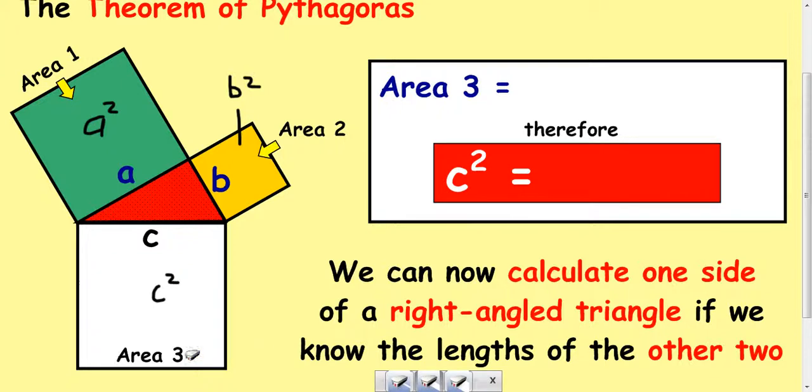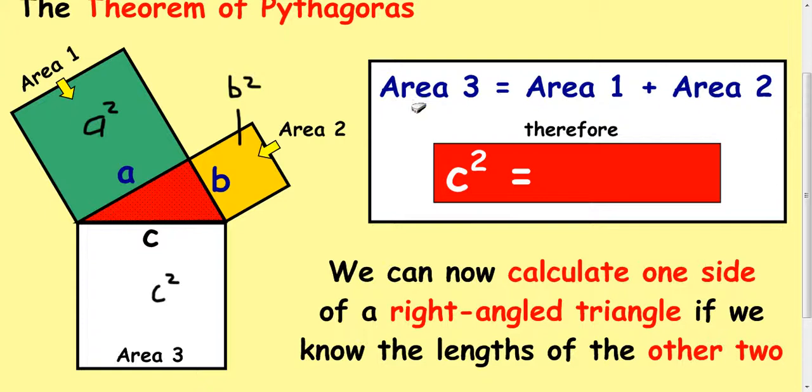Now in terms of areas, we said that we could fit the yellow one and the green one into the white one. So area 3 is really equal to these two added together. If you add those two areas together, you get the white one because they fitted inside this. So we could write that like that. Area 3 is equal to area 1 add area 2.